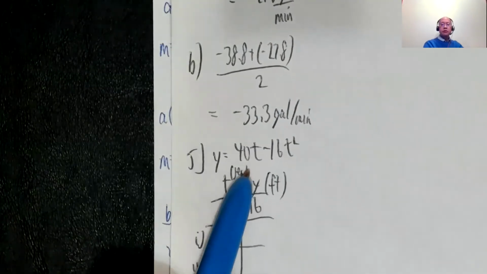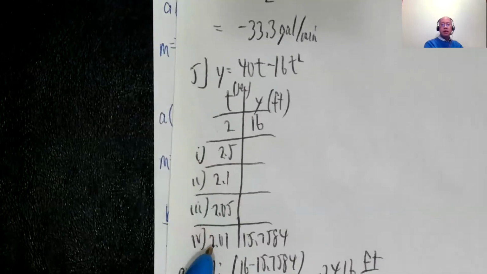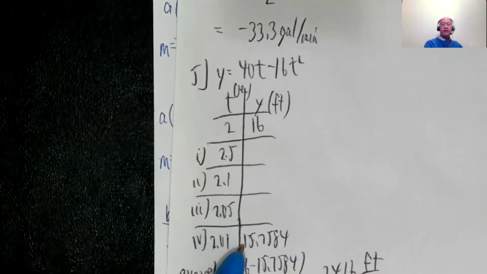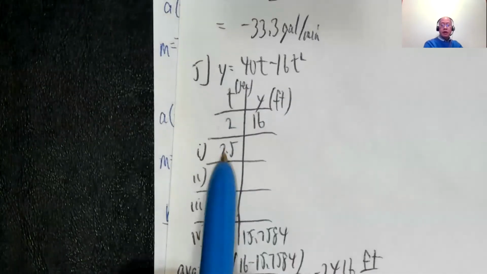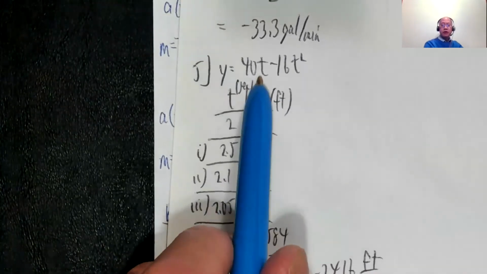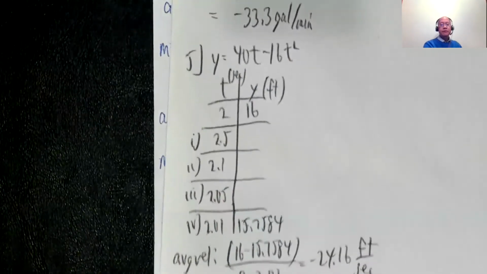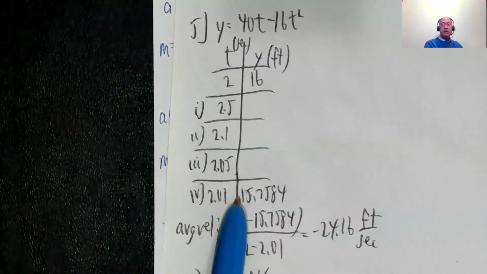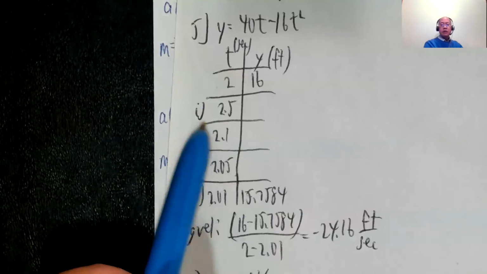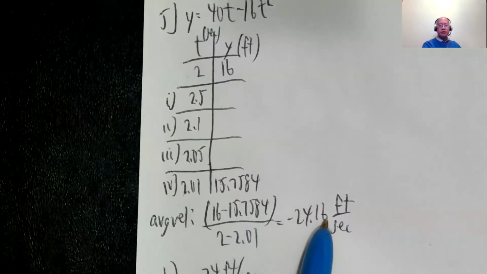So I plug in 2, I get 16. Plug in 2.01, I get 15.7584. I'll let you fill out the rest of the table, put 2.5 here and here, 2.1 here and here, and so on. Figure that out. So the average velocity is 16 minus 15.7584 over 2 minus 2.01, negative 24.16 feet per second.